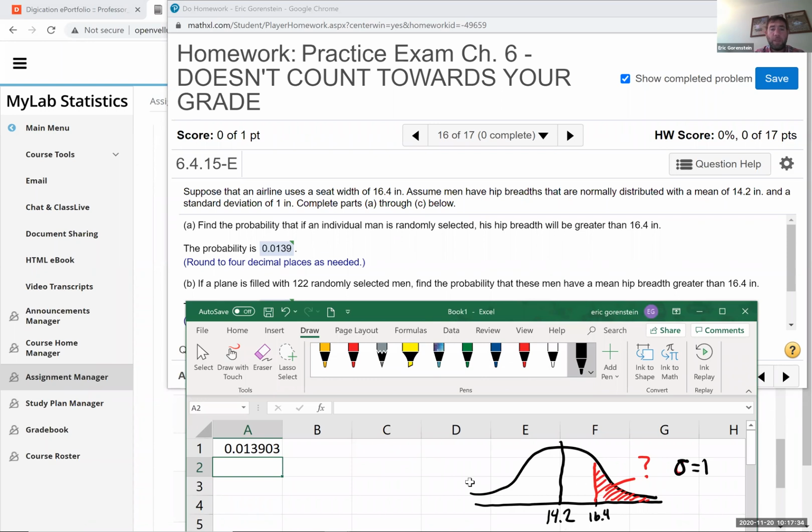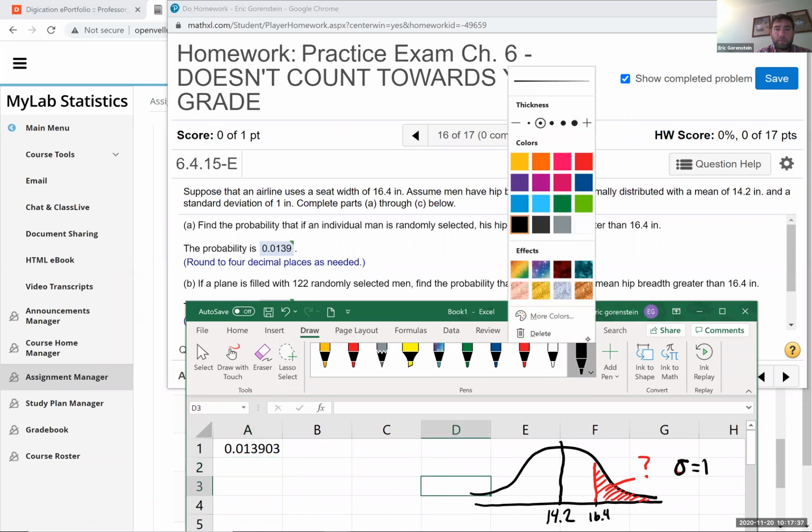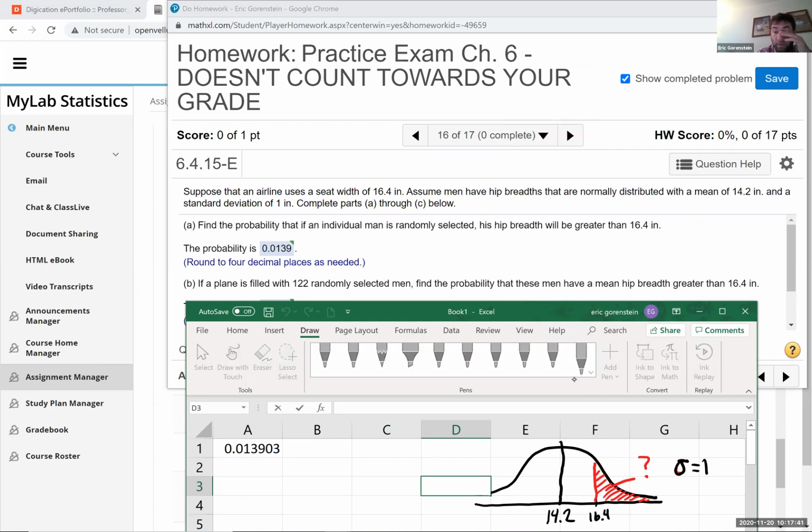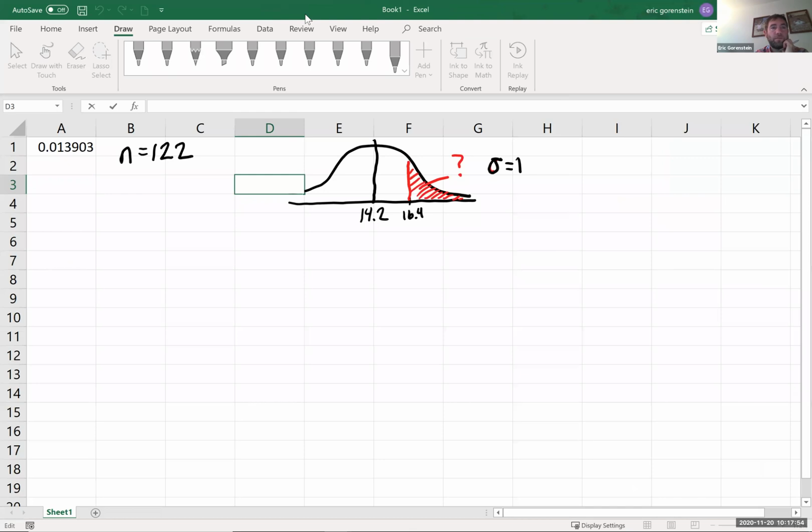Okay, so for part B, we're given n is equal to 122. For part B, it's saying find the probability that the average of that group of 122 is above 16.4.